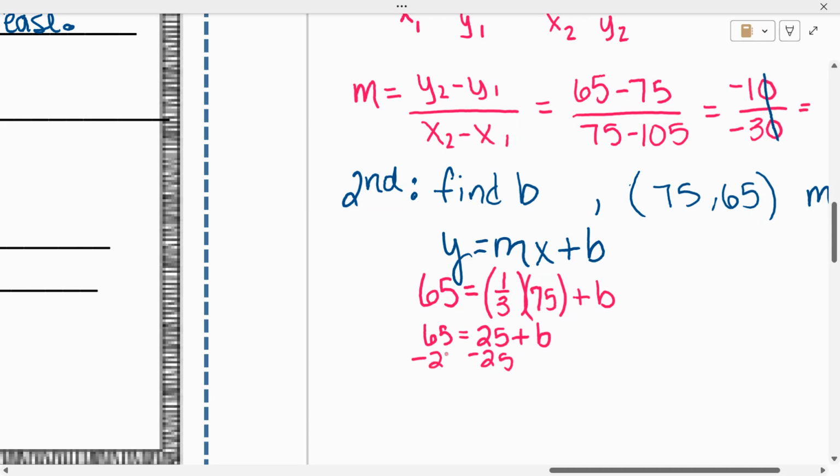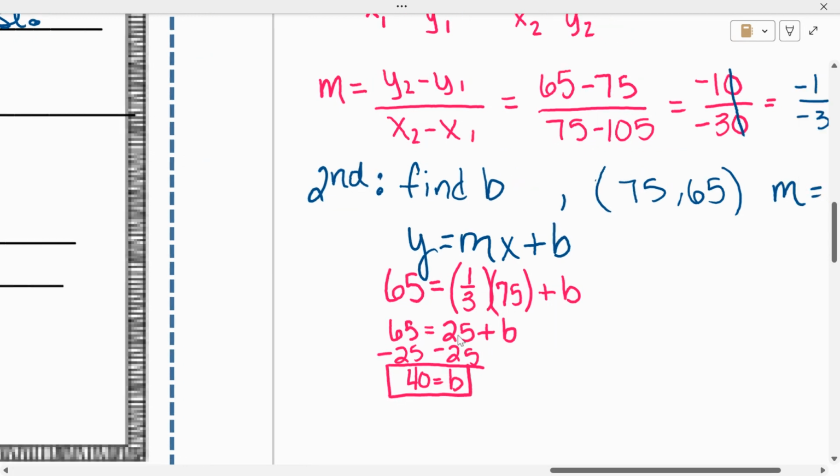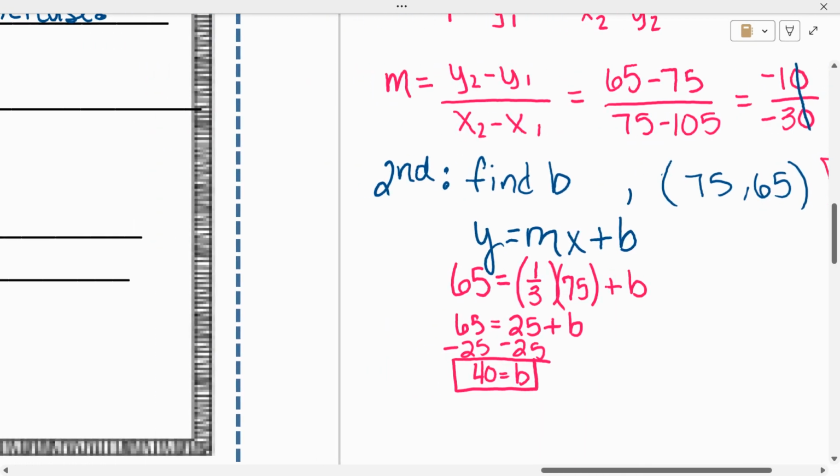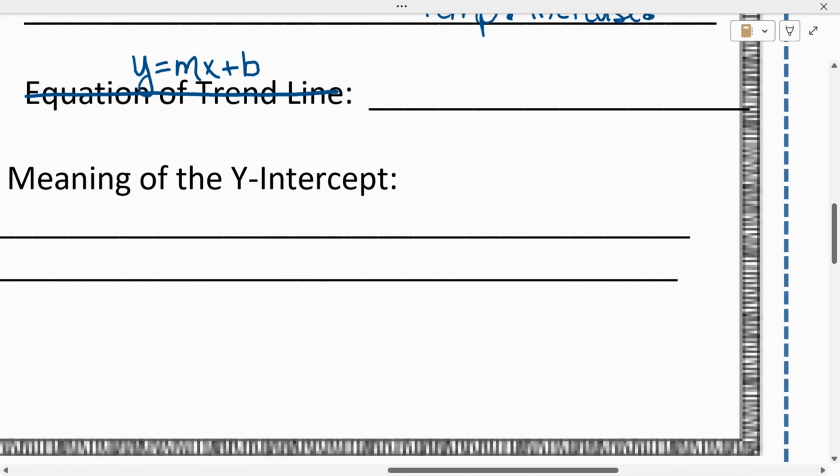Yeah, we're going to subtract 25 from both sides, and we find out that 40 is our y-intercept. So have we found both parameters? Remember that we talked about that word parameter? Have we found both parameters, both things that we need to write an equation in slope-intercept form? We sure have. So what is our equation going to be? It's going to be y equals 1/3 x plus 40. Perfect. y equals 1/3 x plus 40.